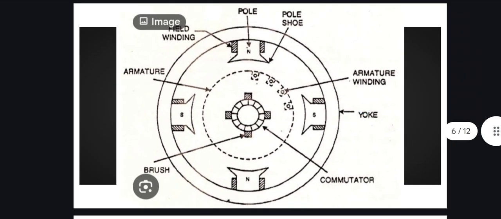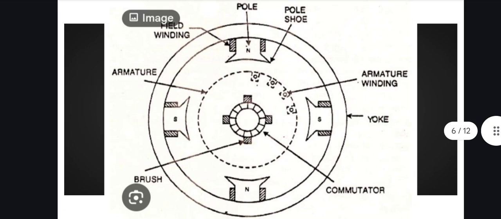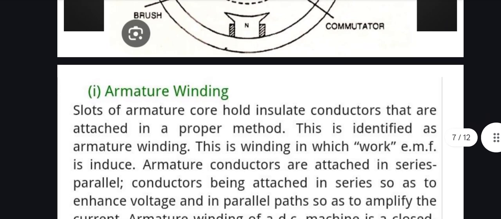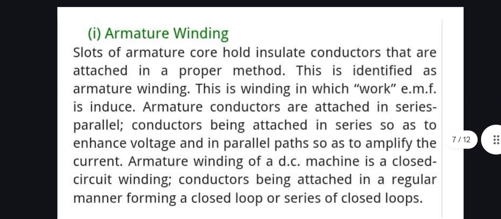Here's the construction of DC motor. This is how a DC motor looks. Here, first, there's a yoke. The yoke is the outer part of this DC motor which supports the construction. Also there's the commutator, armature winding, pole shoe, pole, field winding, armature, brushes and many more components. Let's see each component in detail.